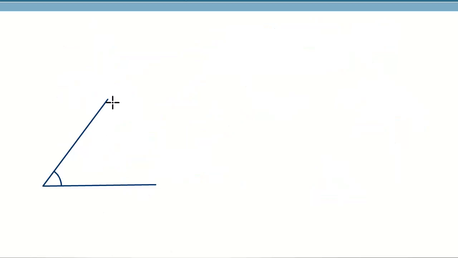So two lines are given. The locus of points equidistant from two lines is simply the construction of the angle bisector. We have to bisect this angle. So this is how it is done.